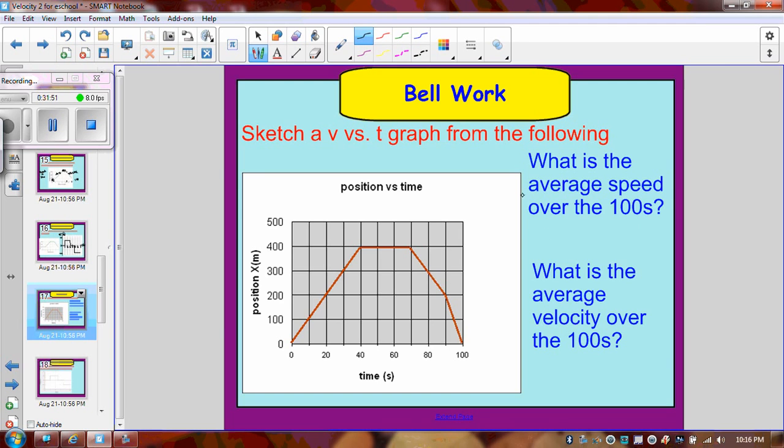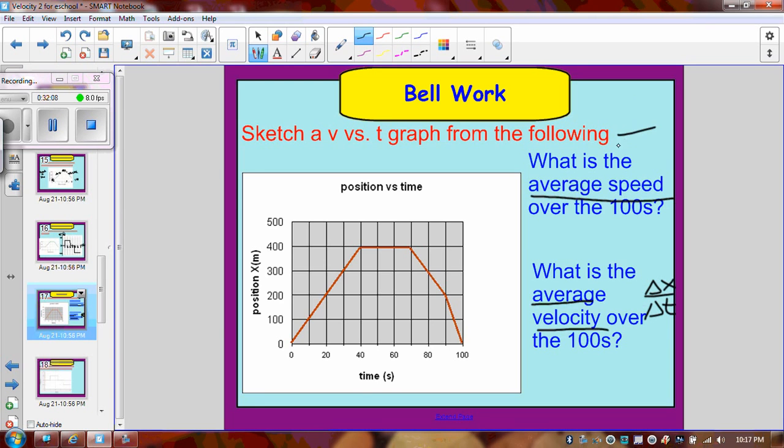Now, we haven't really talked about the concept of average speed. We've talked about the concept of average velocity. So average velocity, if you remember, was change in position over change in time. Speed, however, is going to integrate scalar quantities.